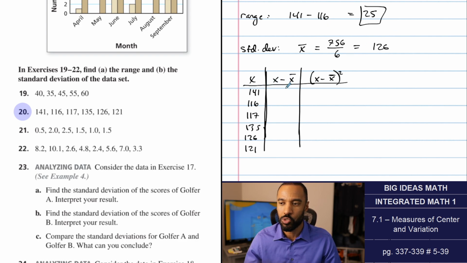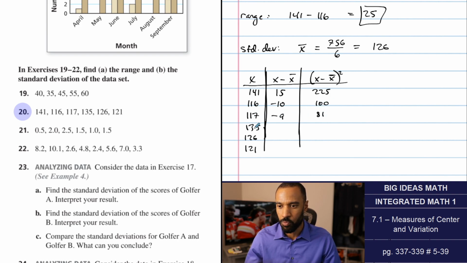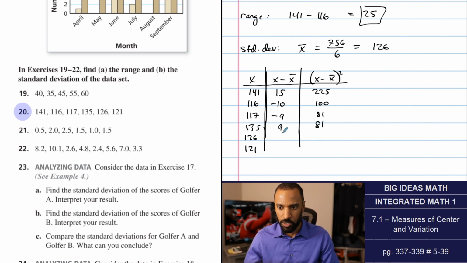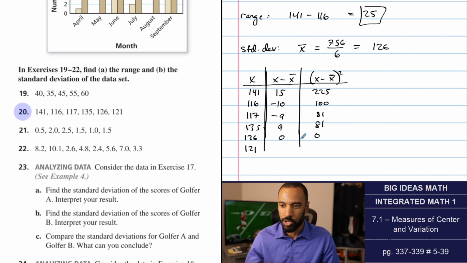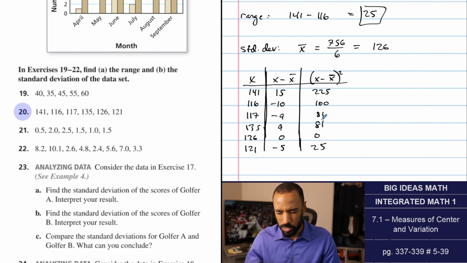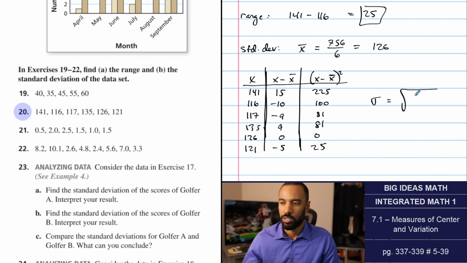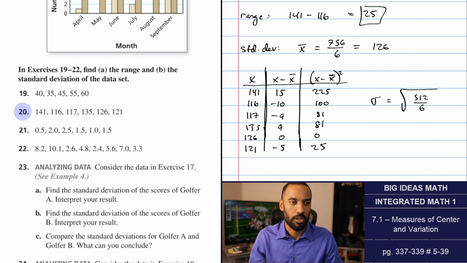But 141 minus 126, that's 15. 15 squared is 225. 116 minus 126 is negative 10. Negative 10 squared is 100. This one is negative 9. Squared is 81. This one is, oh, I guess these aren't too big. 9 squared is positive 81 as well. This is 0. 0 squared is 0. That's awesome. And this is negative 5 squared is 25. Let me try this one in my head here. That's 250, 350, plus 162 is 512. So these add to 512. We're dividing by 6 terms? 6 terms. I'll let the calculator do the rest.